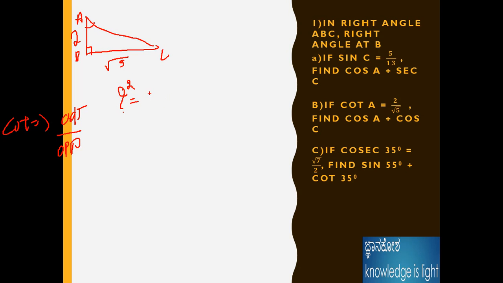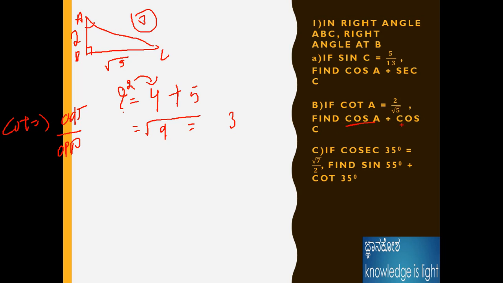I am taking the Pythagoras theorem only. Hypotenuse square is equal to adjacent square plus opposite square. Directly I have written 2 squared is 4, and the square root of 5 squared is 5 only. Therefore the square root of 5 plus 4 is 9. Therefore root of 9 is 3 is the answer. Therefore 3 is the hypotenuse.